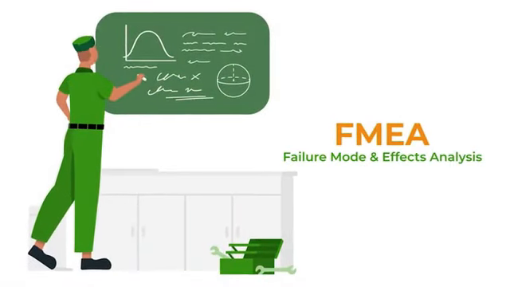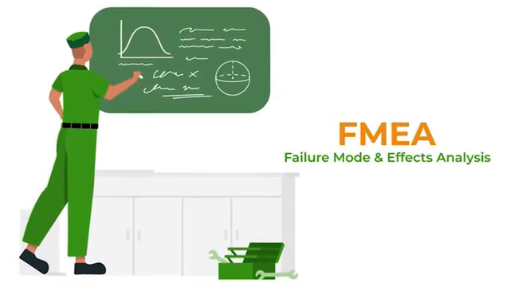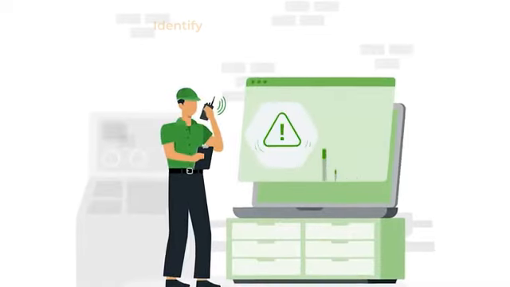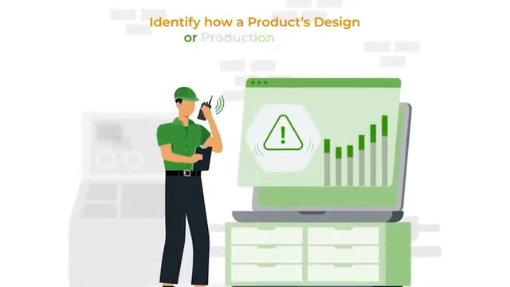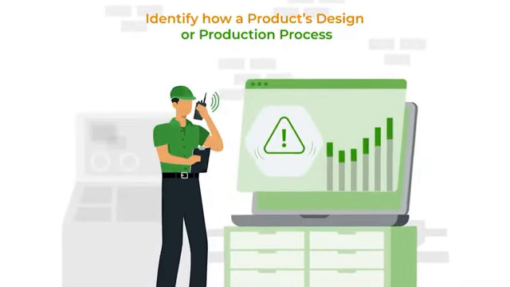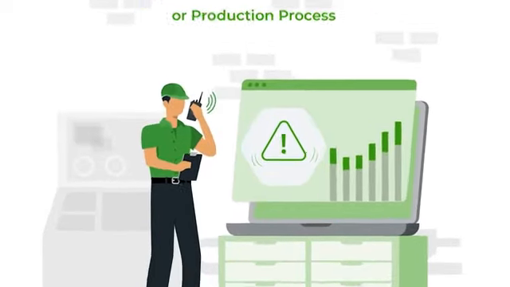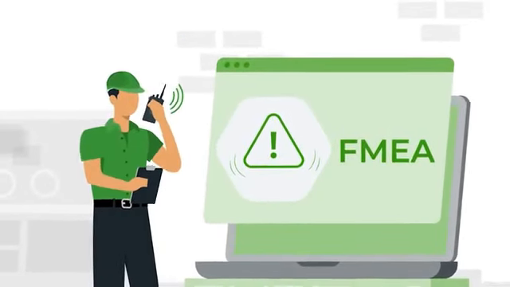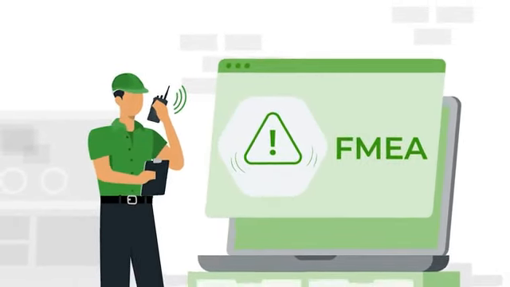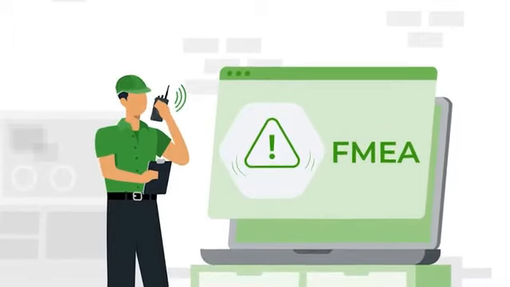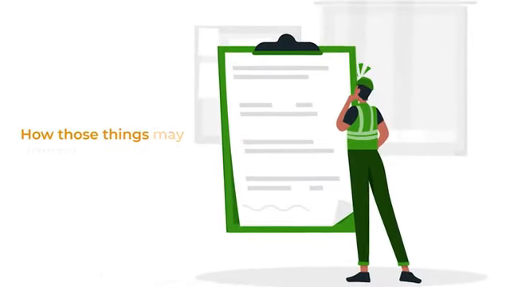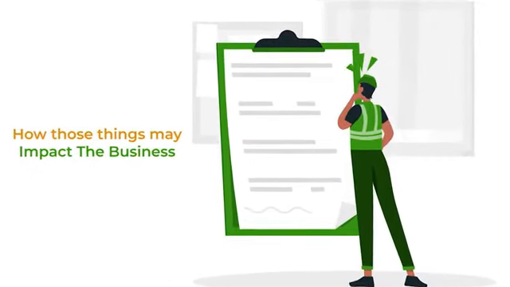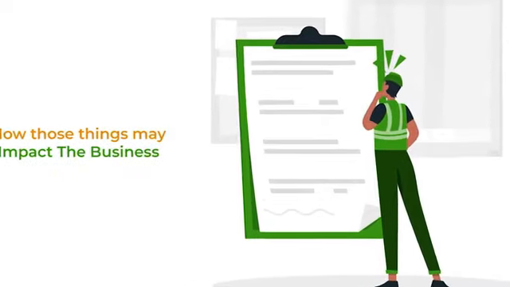FMEA stands for Failure Mode and Effects Analysis. It's a step-by-step way to identify how a product's design or production process may fail or not work as intended. Many organizations use FMEA to anticipate things that may go wrong in the design or build of a product, predict how those things may impact the business, and evaluate ways to avoid them.